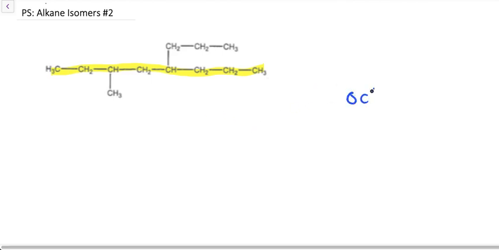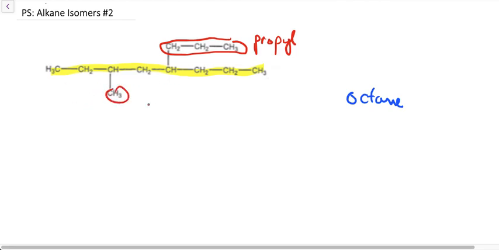This is all single bonded, so we know the long chain is octane. And we have to figure out where the primary carbon is. We want to count from the side that will give us the lowest number possible for all these alkyl groups. We can see there's an alkyl group here, and this alkyl group is 1, 2, 3, so we know that is propyl. This alkyl group here is just 1, and so we know that's a methyl.